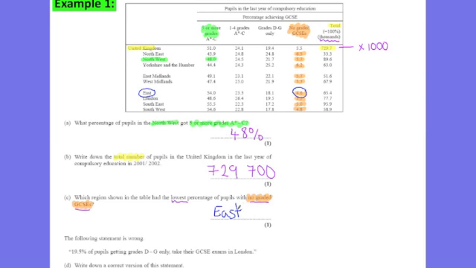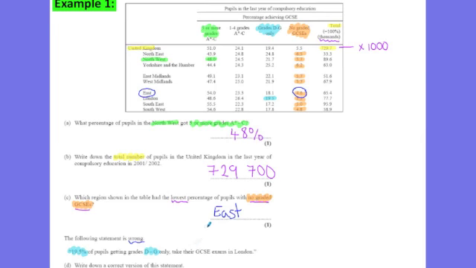We're then told that the following statement is wrong. This is not correct: 19.5% of pupils getting grades D to G only take their GCSE exam in London. Okay, let's take a look here. We're looking at our table here with the grades. I can identify here with the blue, grades D to G, and we're interested in London. So we take a look here and we see London says 19.5. The number corresponds, and we're looking at the column D to G as we are. But this statement is incorrect.